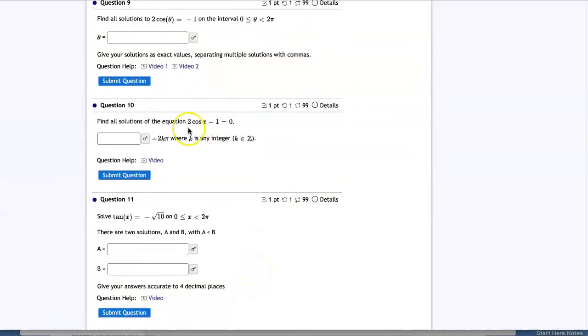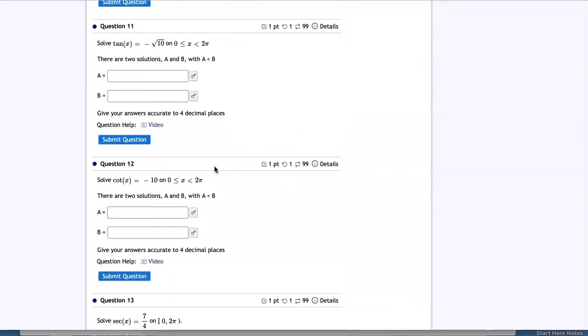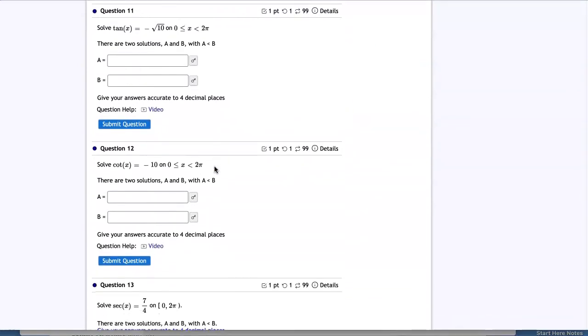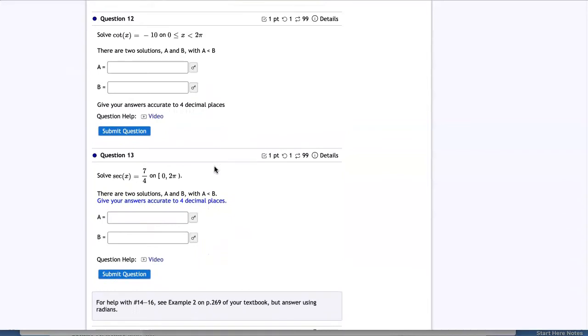You have infinite solutions right here, so it's the same type of problem. Okay, so let's do a tangent problem now. No, let's do cotangent, because that's a little harder. Let's do cotangent. Yeah, question 12, cotangent. Okay, so this is cotangent of x, between 0 and 2 pi. So this is radians, finite solution, so I will put these on the board.